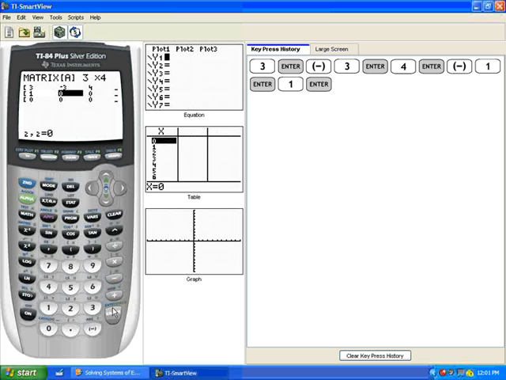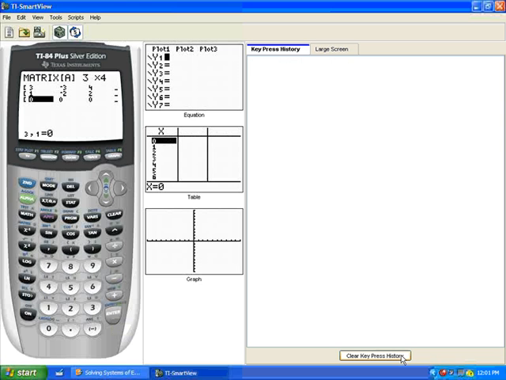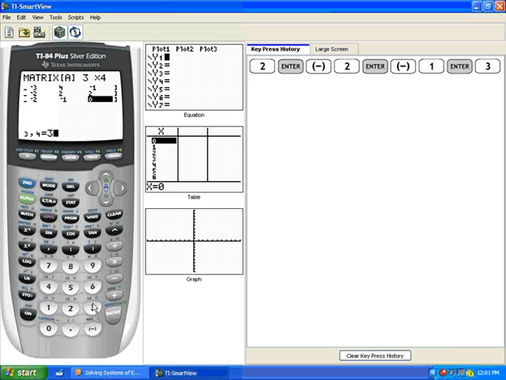A 1a, a negative 2 for b, a positive 2 for c, a positive 2 for the constant, and now for the last row. 2 for a, negative 2 for b, negative 1 for c, and a 3 for the constant. Now my entire matrix is on the calculator, and to get out of the matrix editor, I'm going to hit second and quit.